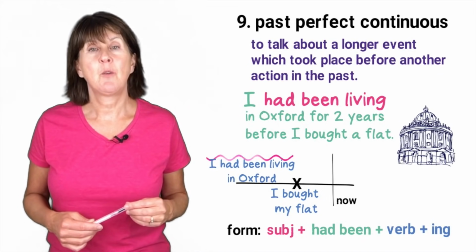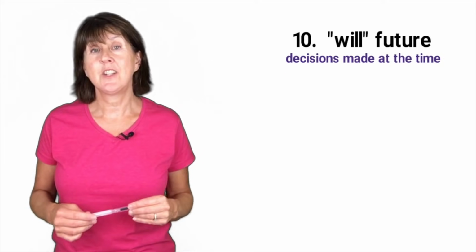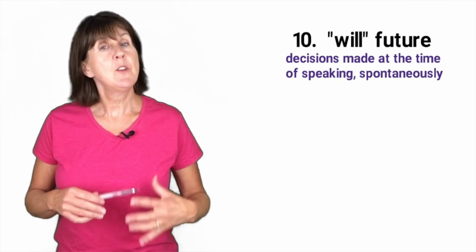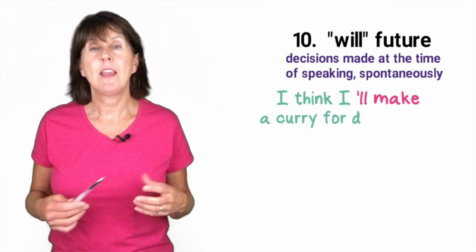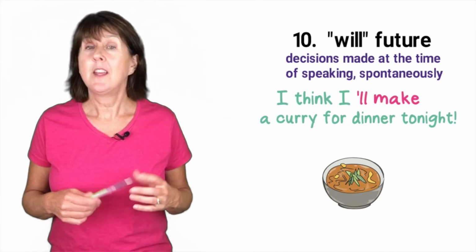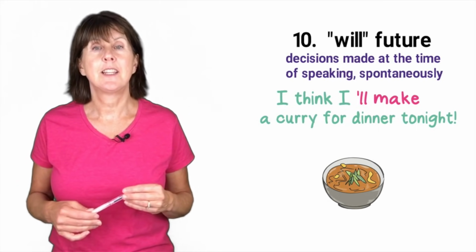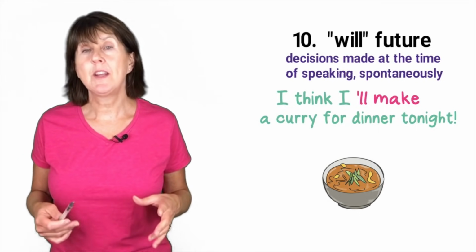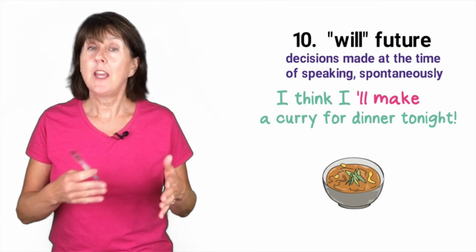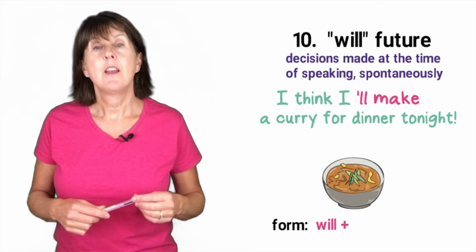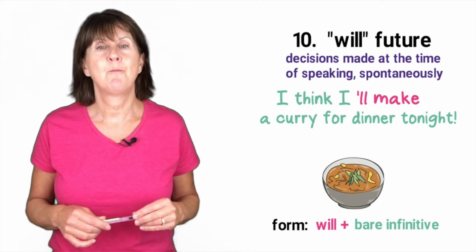The first future we're going to look at is the will future, and this is used for making decisions at the time of speaking. So when you spontaneously make a decision. For instance, I think I'll make curry for dinner tonight. You haven't planned this, you just spontaneously decided. So notice in spoken English the will is very often contracted to I'll, he'll, we'll, etc. The form is will plus the bare infinitive, that is the verb without to.